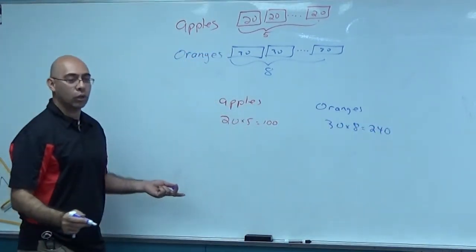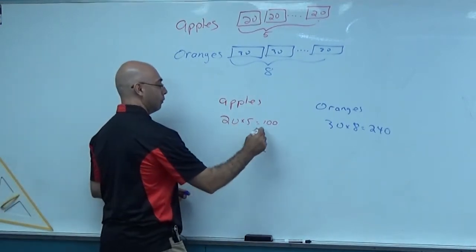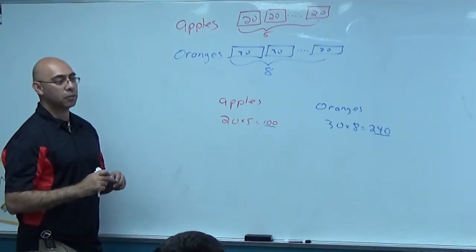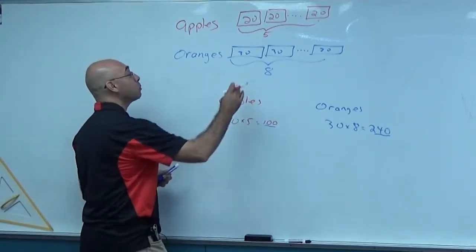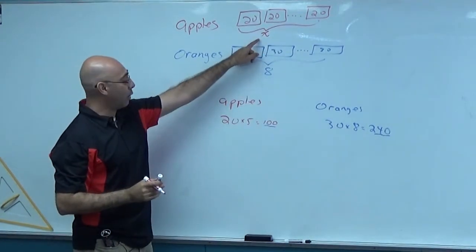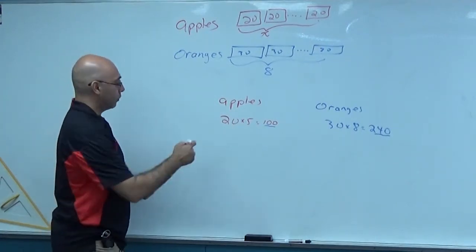To figure out my total, what would I do? You have to add 240 plus 100. We add this plus this to get my answer. Now, what if I were to turn this back into an x? So that 5 is now an x. What should I do with that 5? Change it to an X. So this becomes 20x.